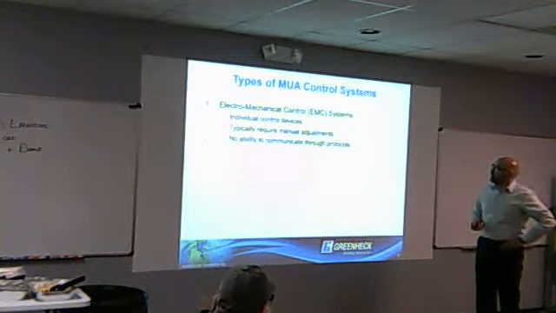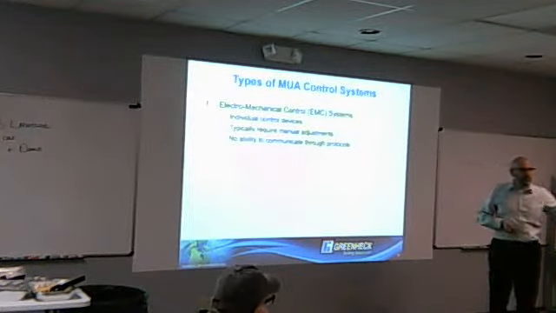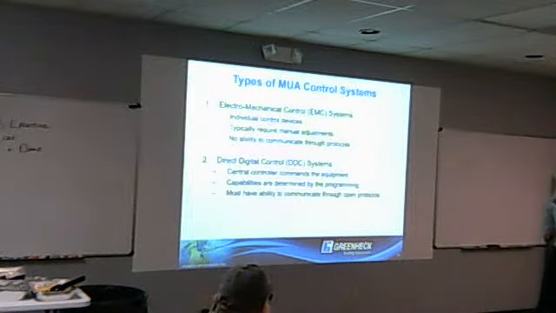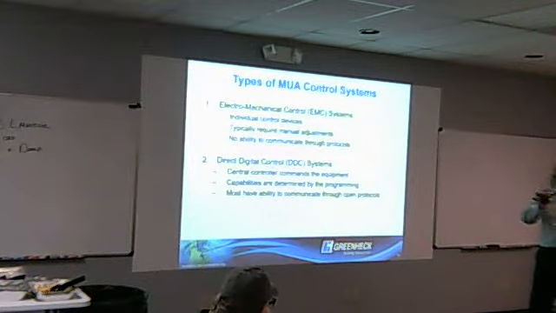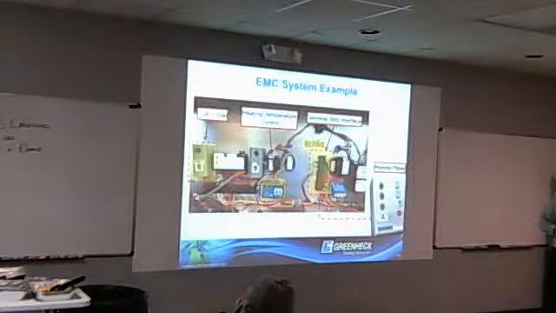If we look at electromechanical control, EMC, individual control devices typically require manual adjustment and there's no ability to communicate with protocols. The other system is direct digital controls, the DDC system. That central controller you saw a minute ago is usually in the unit. We like to provide that with the unit as a screen for interfacing with the facilities people. You can program it to do different things, so it gives you more capabilities, and you can communicate via BACnet or any other automation system.